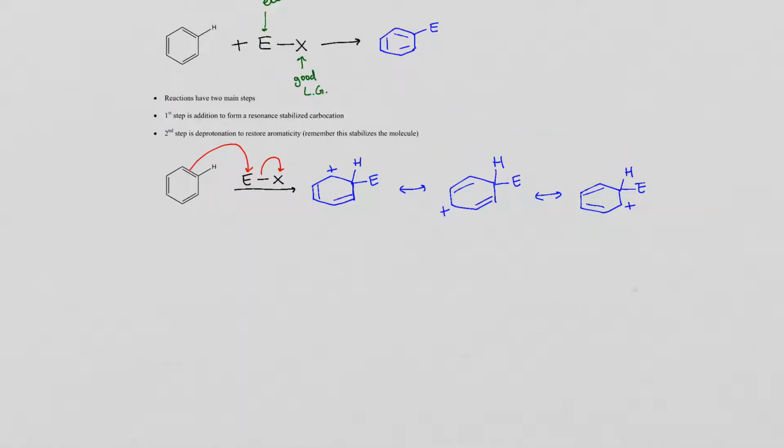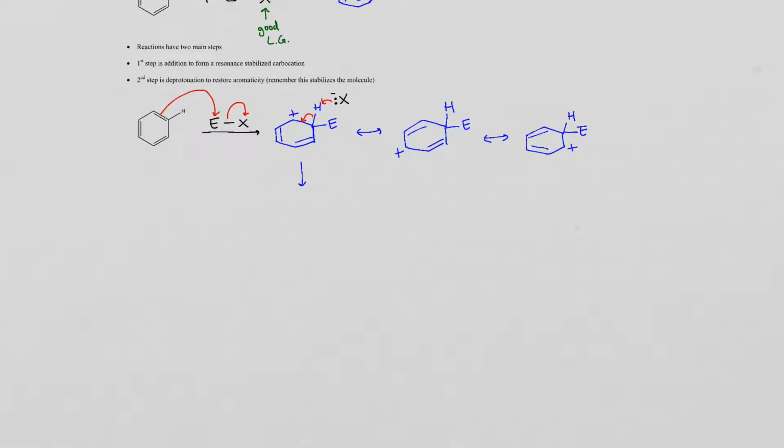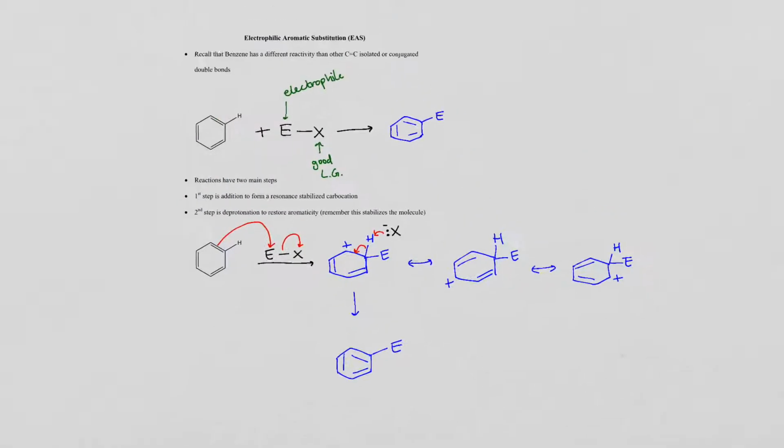What's going to happen then is this leaving group that now has a negative charge is going to come in. I'm just going to put one lone pair on it. It's going to deprotonate. This bond will pop back in to restore aromaticity. And we've substituted our electrophile onto the benzene ring.